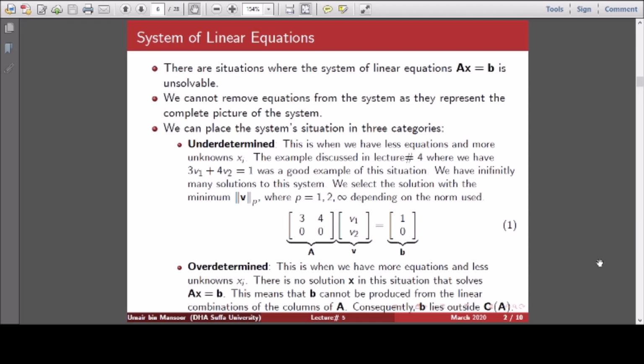The next is the overdetermined case. We'll see in the next slide that it is when you have more equations and fewer unknowns. In this situation we don't have a single solution X that solves the system. So what does that mean? We are going to see that exactly as well.